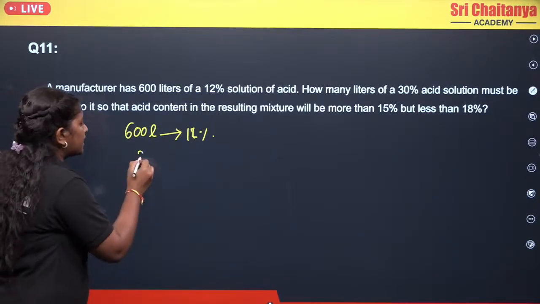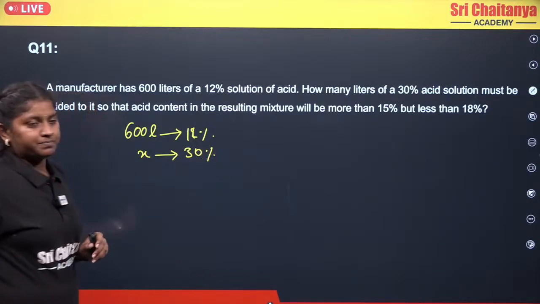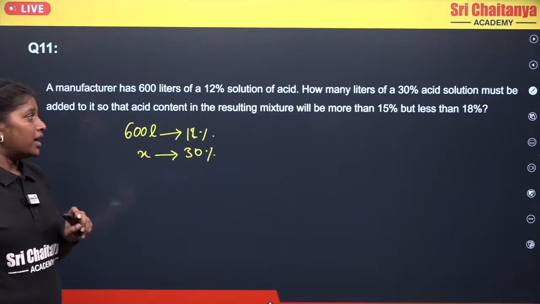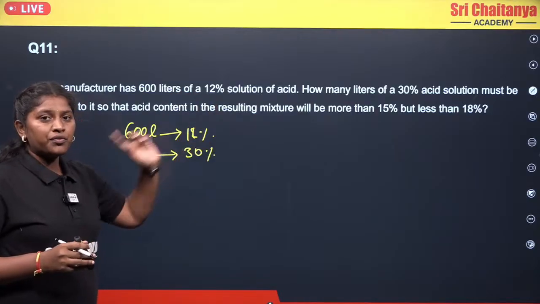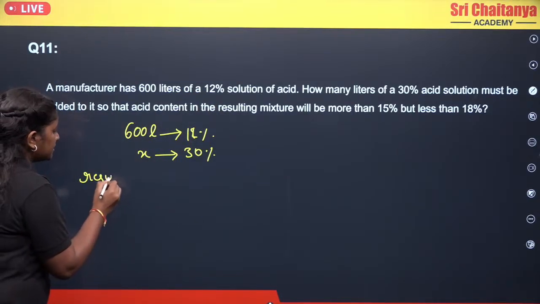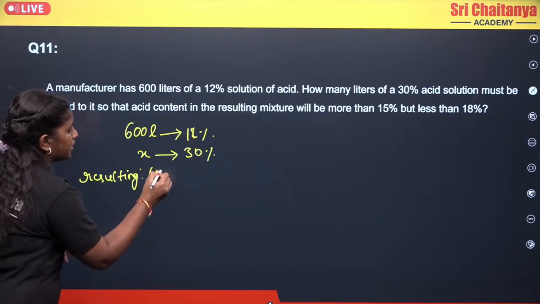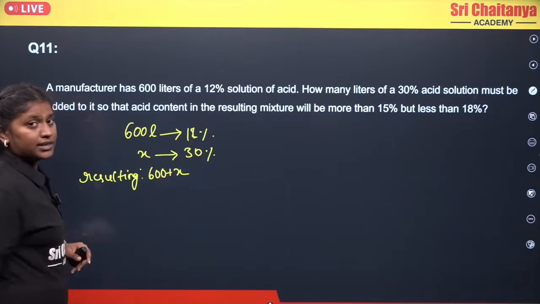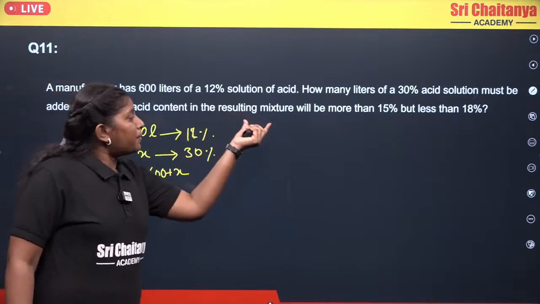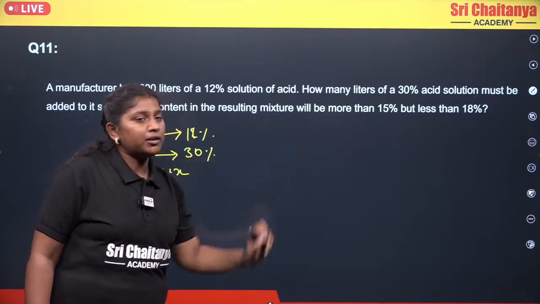So I am considering it as the x for my 30%. Okay, so now resulting means what we will get. If you take individually it will be, but the resulting number of liters will be 600 plus x, right? Now it should be having the minimum, more than 15% but less than 18%.